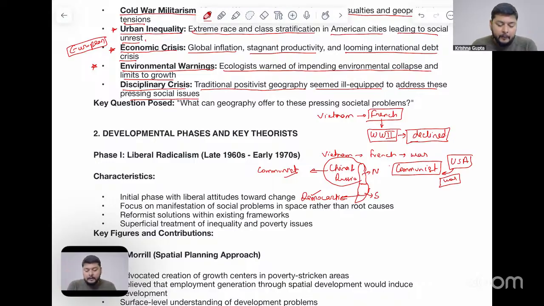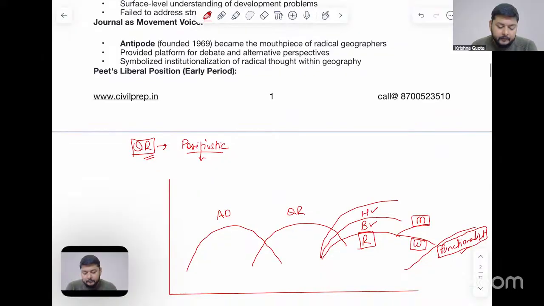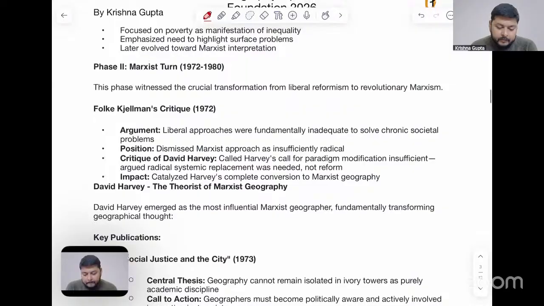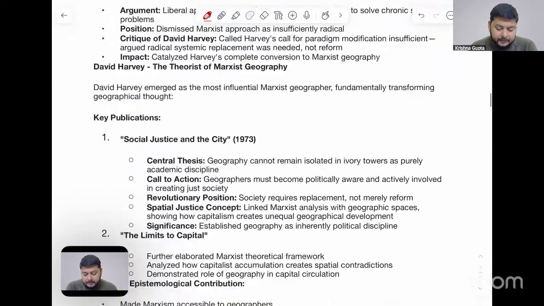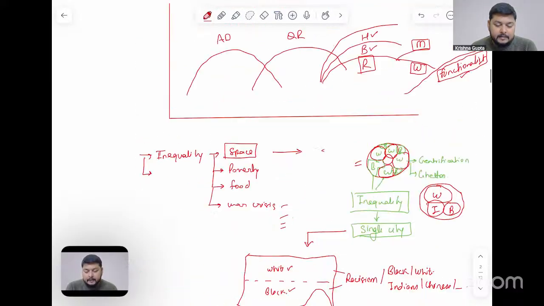Okay. Now, this resulted in the developmental phases, and the key theories got attached with radicalism. Now, here we have certain stances of radicalism, for example, liberal radicalism. Then we have Peet's liberal position, that was the early phase. Then we have the Marxist turn here, how the Marxist turn took place in this particular radicalism development.